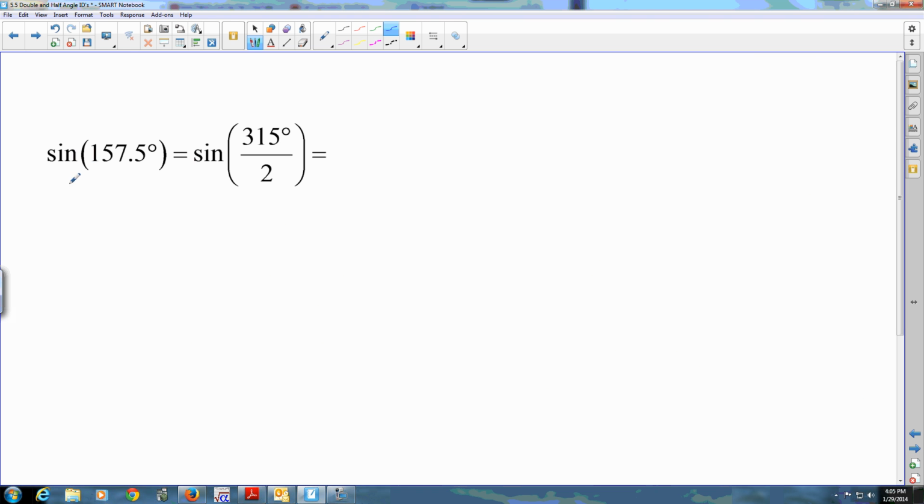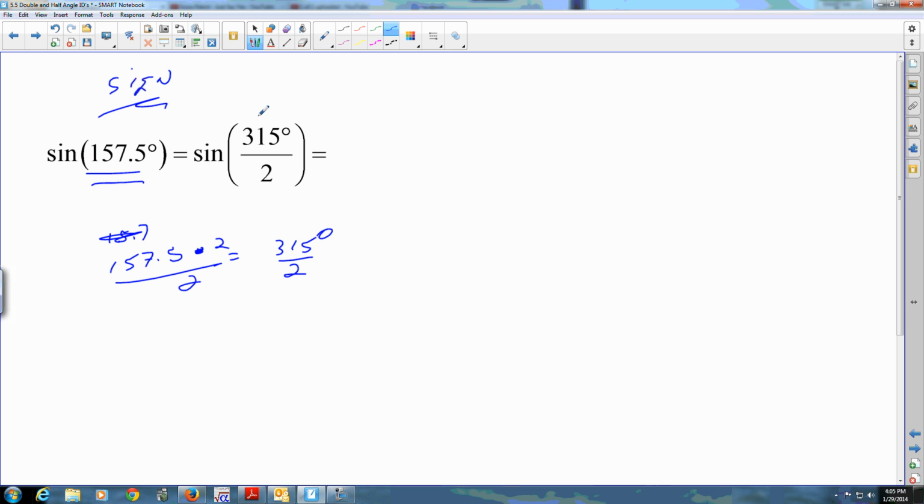Here's when you're going to choose the plus and minus based on this sign. Okay, here goes. 157.5 is not a unit circle angle, I know. But if I doubled it, in other words, 157.5 times 2 over 2 is 315 over 2. This is a unit circle angle that you know. 315 degrees is right there. That coordinate, square root of 2 over 2, negative square root of 2 over 2.